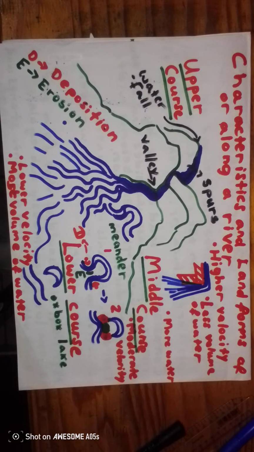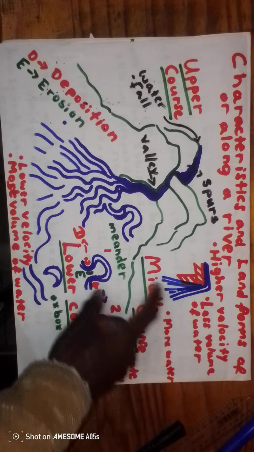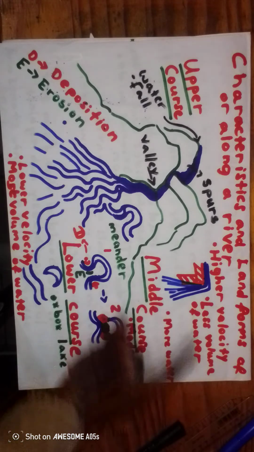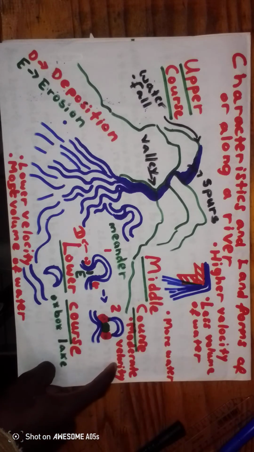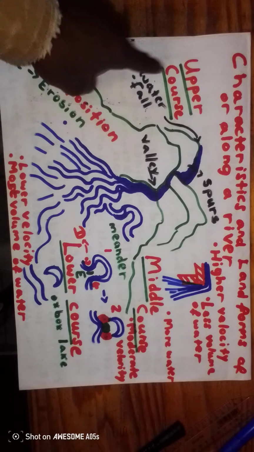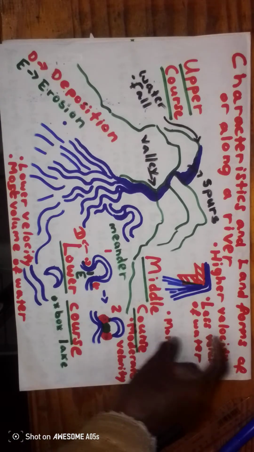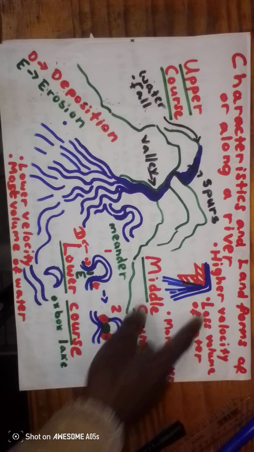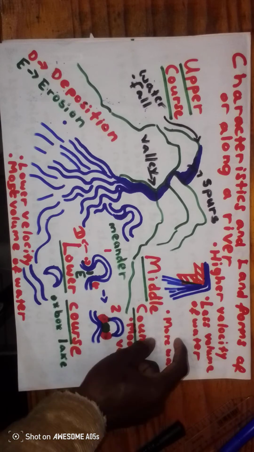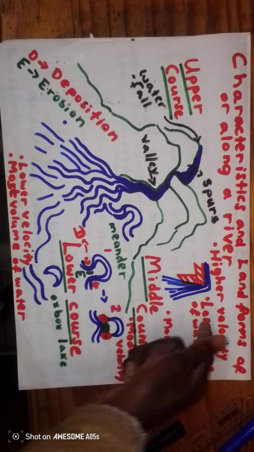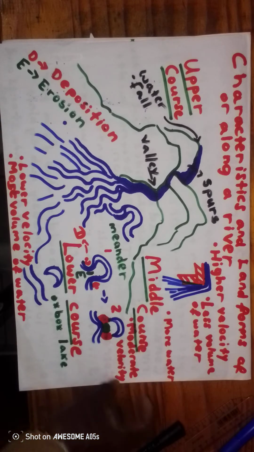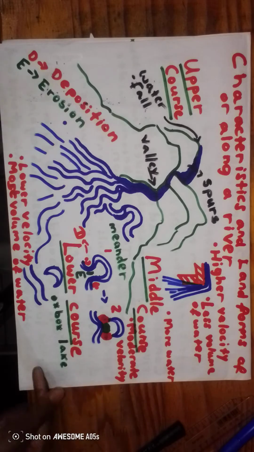Okay, very well. Moving on, we go now from the upper course to the middle course. In the middle course, we have moderate velocity. That means the speed here is not as high as in the upper course. And of course, we have more water in the middle course compared to the upper course, where we have less volume of water. So in the middle course we have a moderate velocity. It's not too high, not too low, just in between.